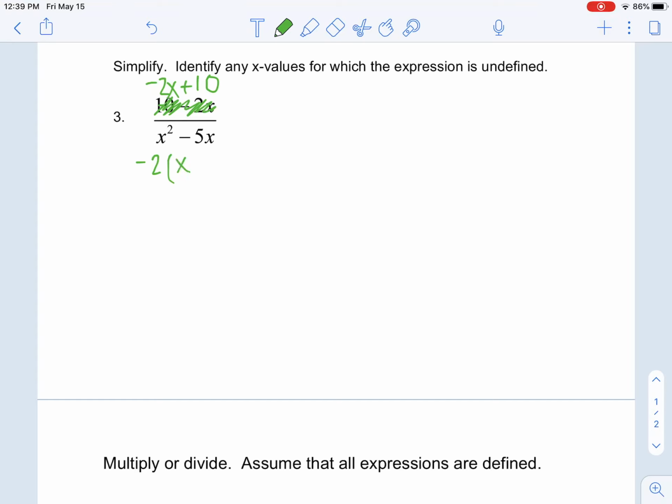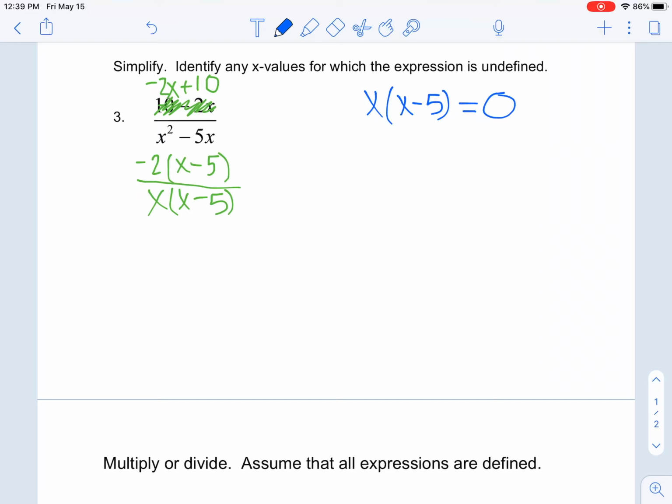So if I factor out a negative 2 on the top, we would have negative 2 times x minus 5. Then in the denominator, I can factor out x. So that's x times x minus 5. Now before I simplify, I'm going to make sure I identify my excluded values. So that's where we go off to the side and set the denominator equal to 0.